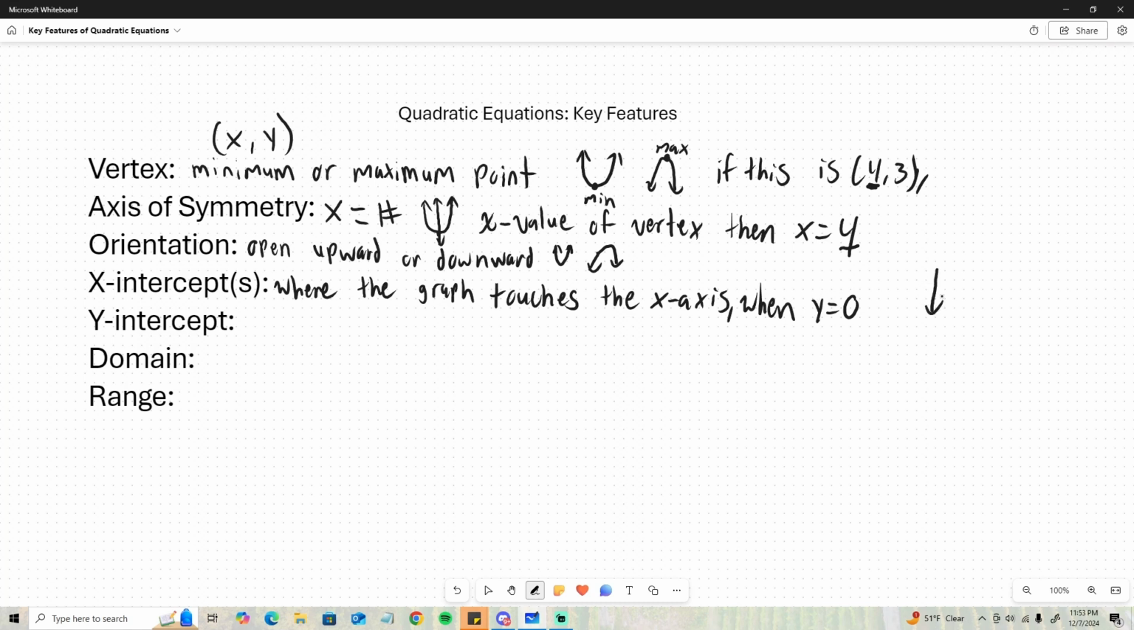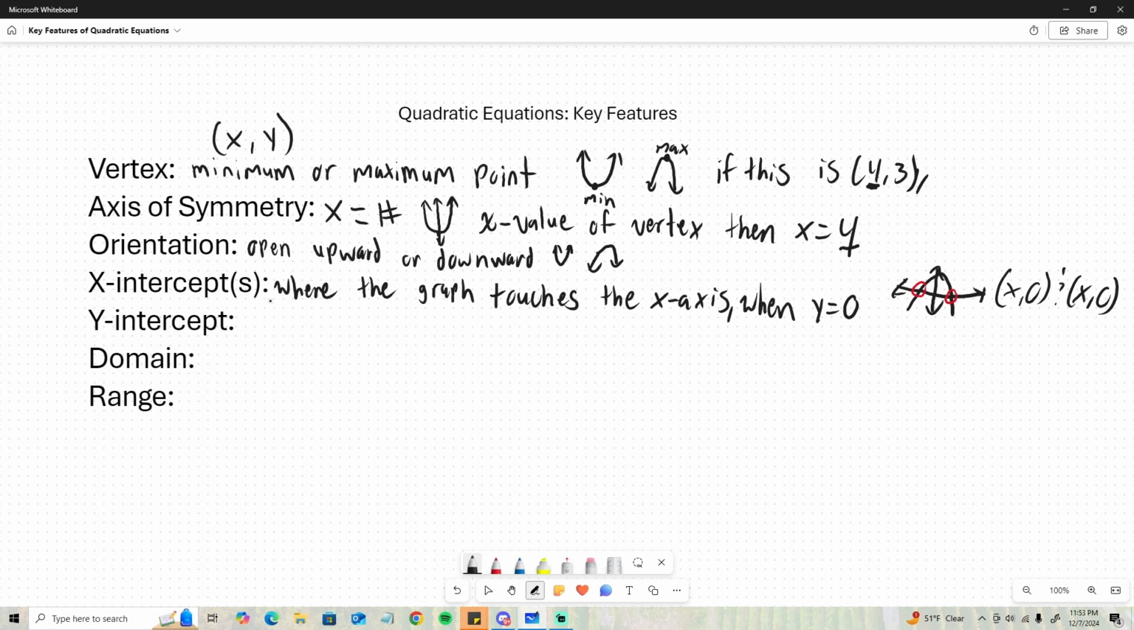So on a graph, let's say my parabola was something like this. My x-intercepts would be here. Actually, I'm going to do this in a different color. My x-intercepts would be here and here. I have 2 of them. And these coordinate points would be something like x, 0 and x, 0, for example. My y value is 0.